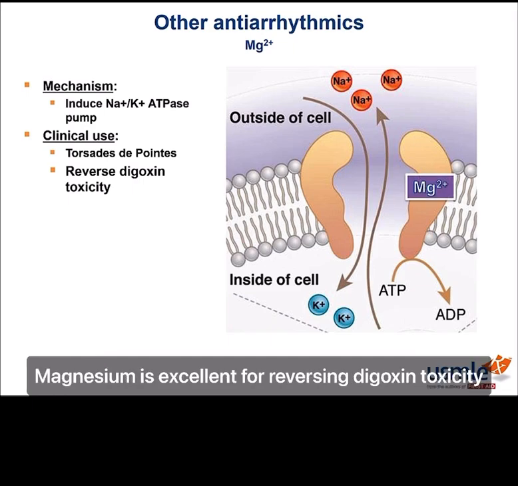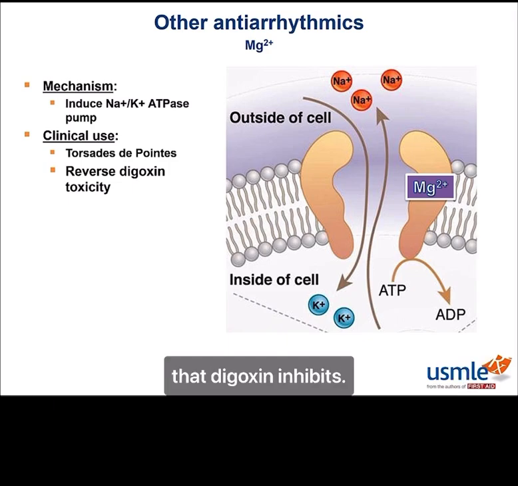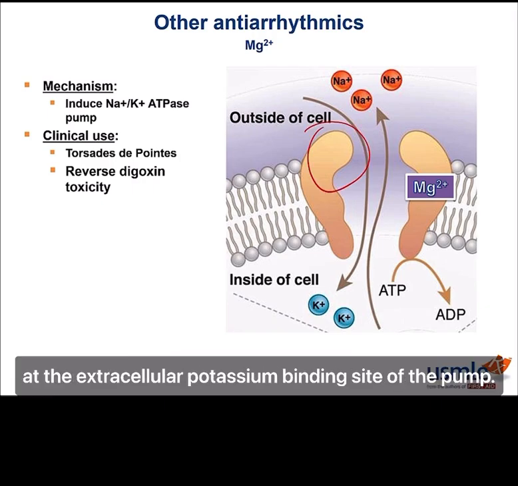Magnesium is excellent for reversing digoxin toxicity because it will induce the activity of the pump that digoxin inhibits. Remember, digoxin binds here, at the extracellular potassium binding site of the pump.